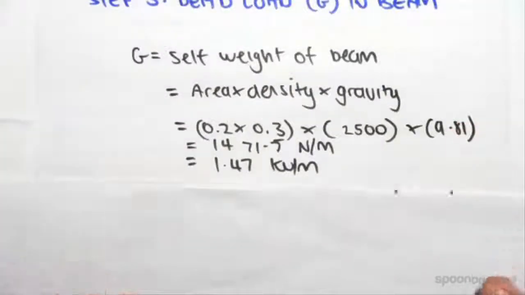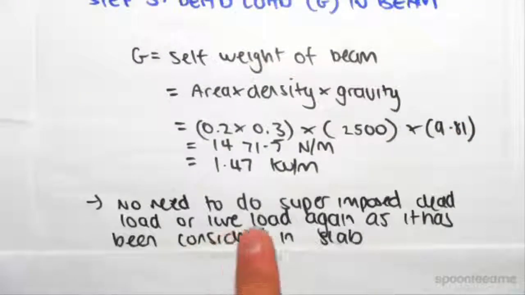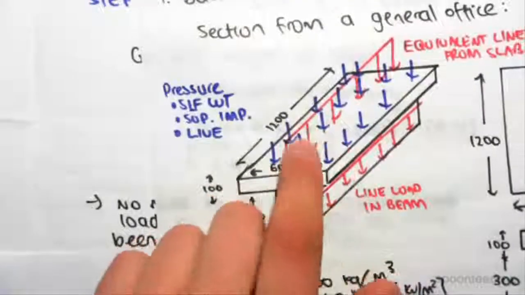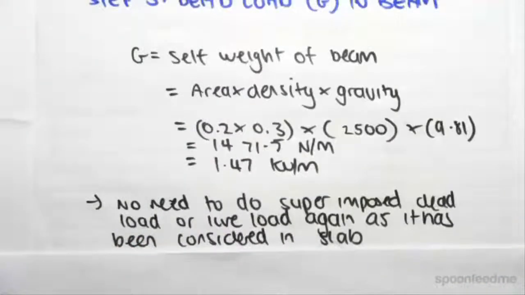All right. Now, as I said, there's no need to do superimposed dead load or live load again, as it has been considered in the slab. Okay, so this is all transferring. All the load's going to be transferring from the slab into the beam. Okay, so you don't need to do it again.